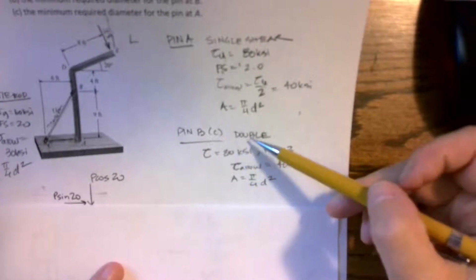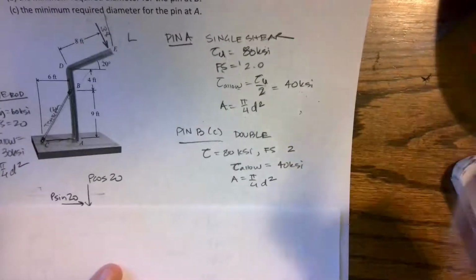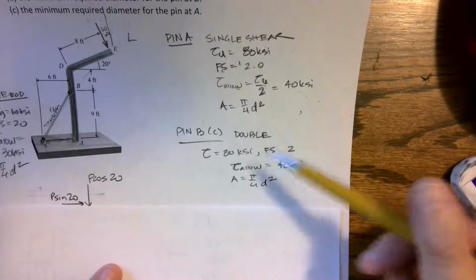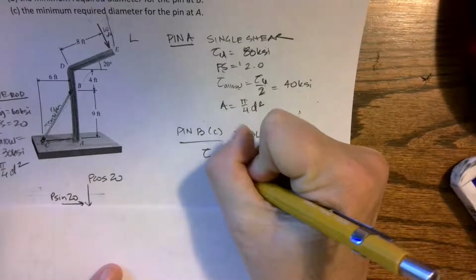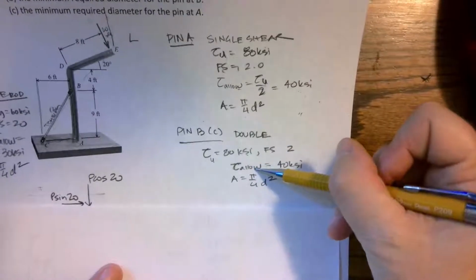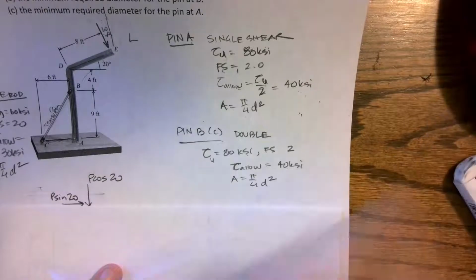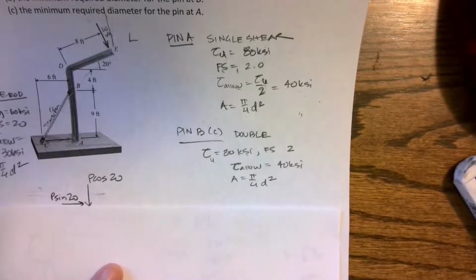Okay, I can do the same thing with pin B. It is in double shear. And again, it has an ultimate of 80 KSI. So when we're looking for that allowable, it's going to be the ultimate divided by 2, which is 40 KSI. We also have pi over 4 d squared.